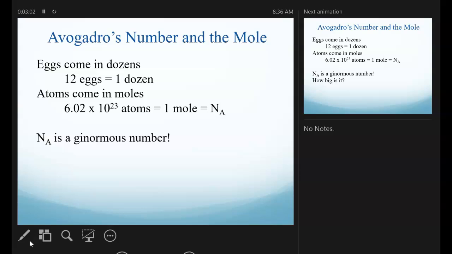So if I say 1 mole of oxygen, how many atoms are in 1 mole of oxygen? What would you say? 6.02 times 10 to the 23. If I say 1 mole of sugar, how many molecules? 6.02 times 10 to the 23. If I say 1 mole of sodium chloride, how many formula units? 6.02 times 10 to the 23.